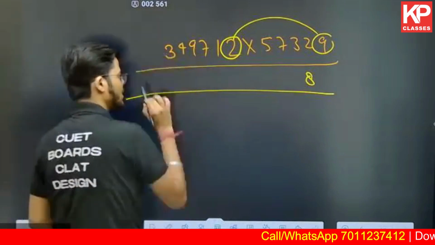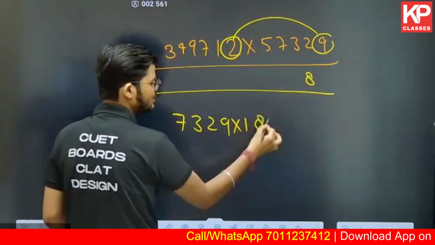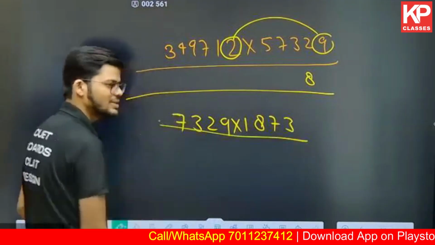Now, for an example, if I multiply 7, 3, 2, 9 into 1, 8, 7, 3, what is the unit digit here?